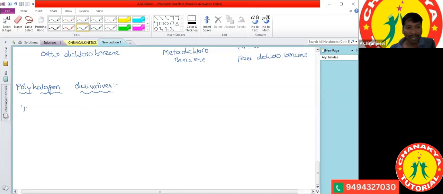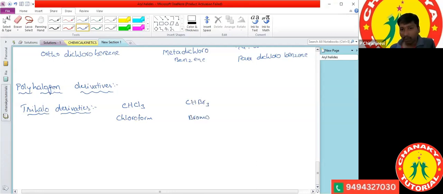So what are the examples of the trihalo derivatives? Chloroform, CHCl3. Bromoform, CHBr3. And iodoform, CHI3. So chloroform, bromoform, iodoform.